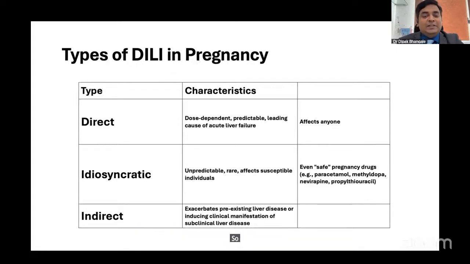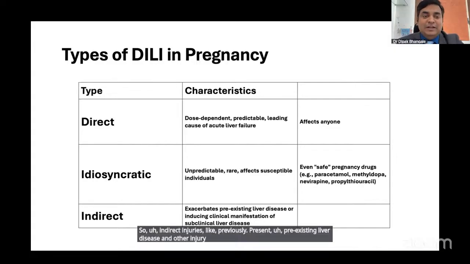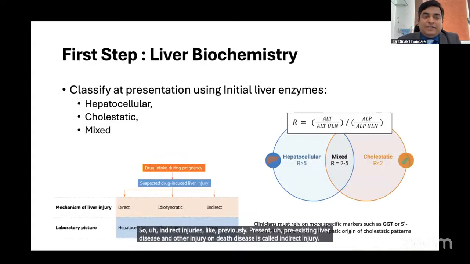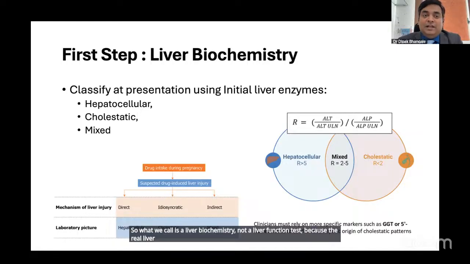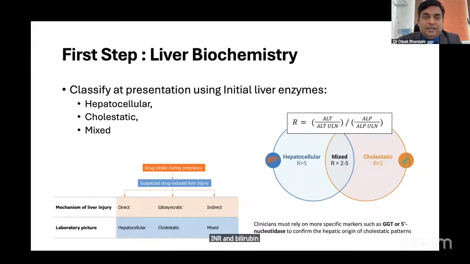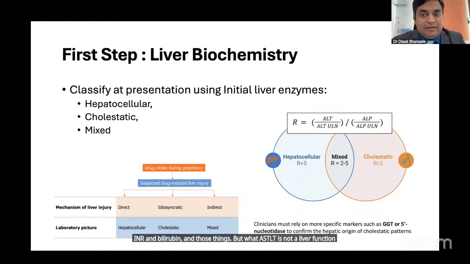Indirect injuries are those where a pre-existing liver disease is present and another injury acts on that disease. So what is the first step in diagnosing drug-induced liver injury? It is liver biochemistry, not a liver function test, because the real liver function tests are albumin, INR, bilirubin, and those things. AST and ALT are not liver function tests. These are the liver enzymes.